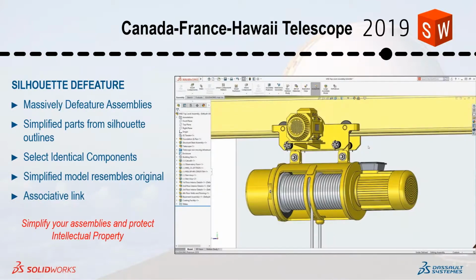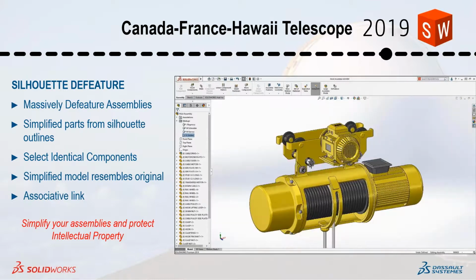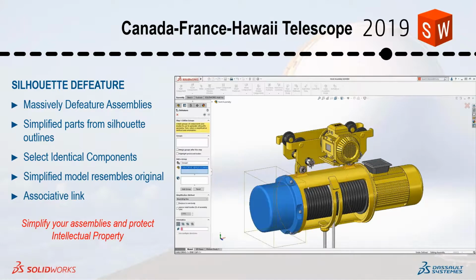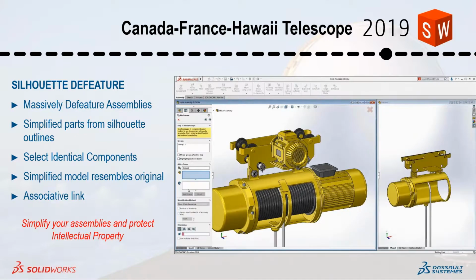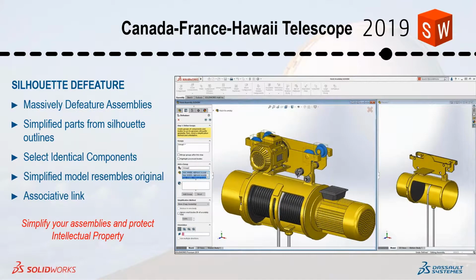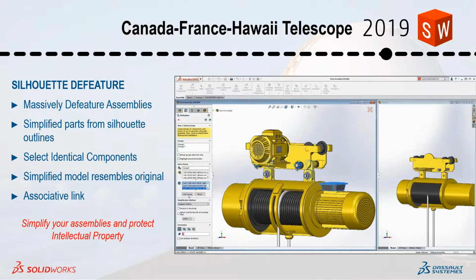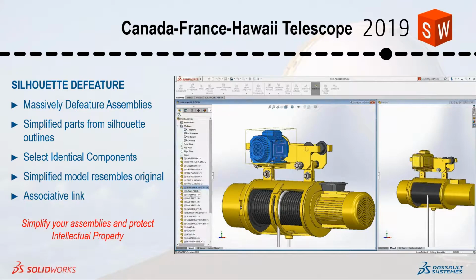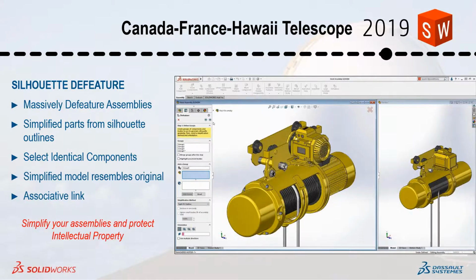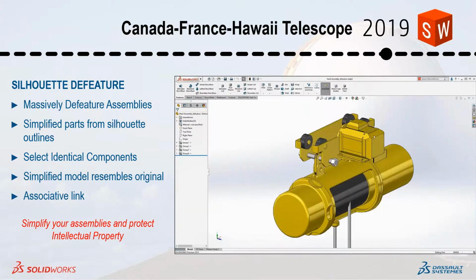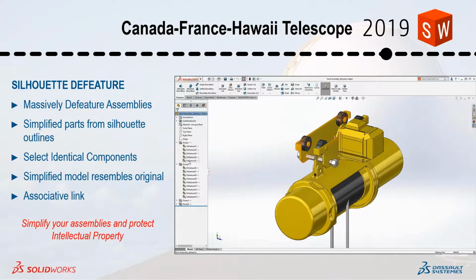Okay, the new silhouette feature tool. This was a new feature in SolidWorks 2019. This enables users to massively de-feature or remove features from an assembly. This removes any unnecessary detail. The reason for this is that we want to protect our intellectual property. So this new silhouette option actually helps us to simplify and remove detail from the assembly based on the outlines of the components, and only remains the overall dimension of the entire component and bodies.